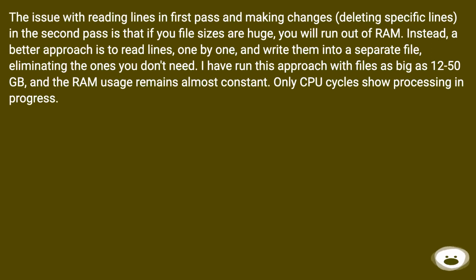The issue with reading lines in the first pass and making changes, deleting specific lines, in the second pass is that if your file sizes are huge, you will run out of RAM. Instead, a better approach is to read lines one by one and write them into a separate file, eliminating the ones you don't need. I have run this approach with files as big as 12 to 50 GB, and the RAM usage remains almost constant. Only CPU cycles show processing in progress.